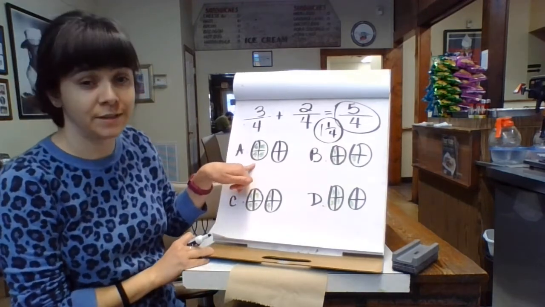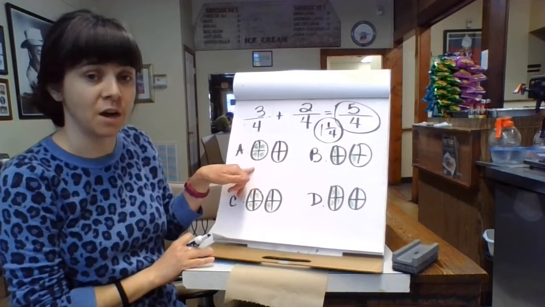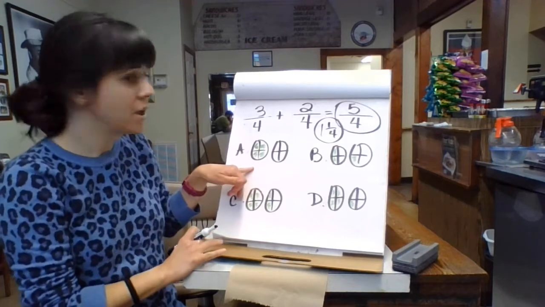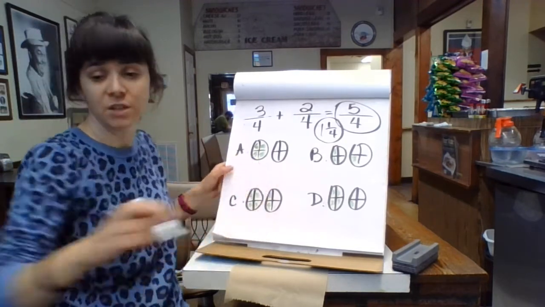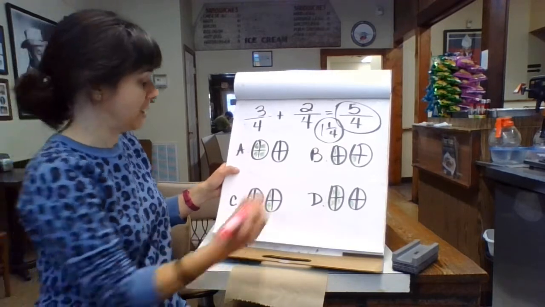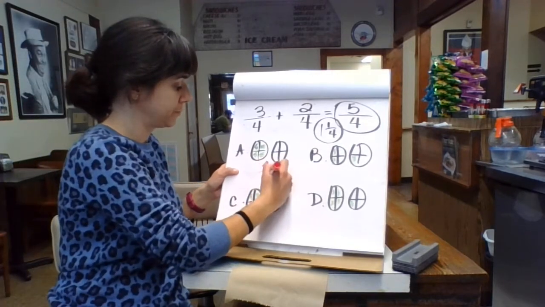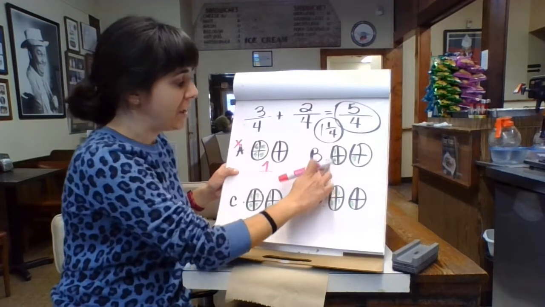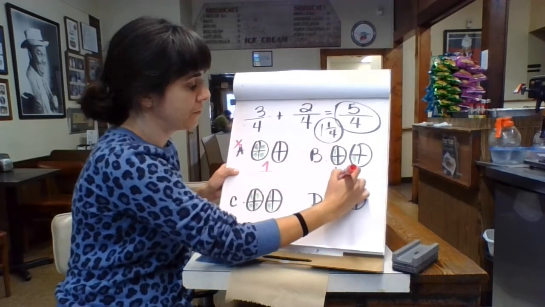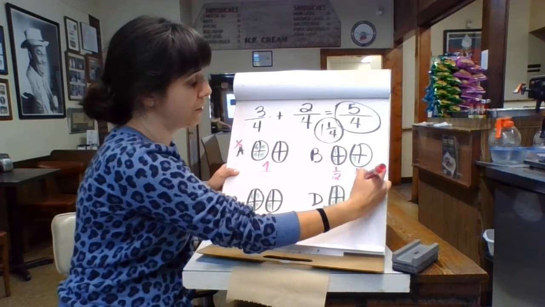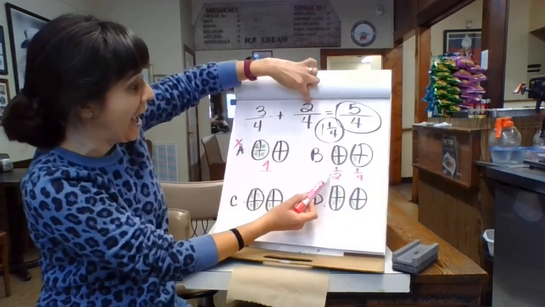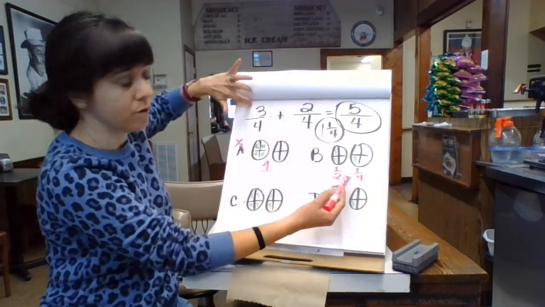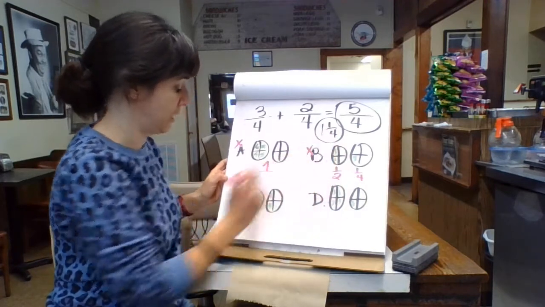I don't know how well you can see my shading, but it's also on the document under the task board. So I have 1 whole here, and then that's it. So that's not going to be equal to my answer. This is just 1 whole. Okay? B, I have 1/2 plus 1/4. Okay, well that's not going to equal 5/4 because here I had 1/2 plus 3/4. So that's not going to be equal either.